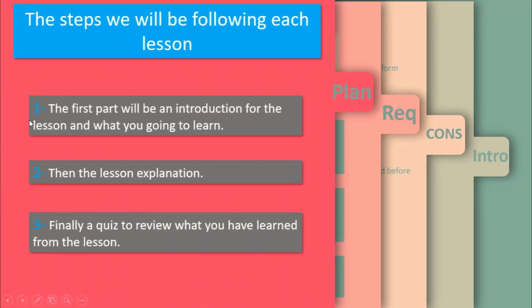So the plan or the steps that we will be following in each lesson. The first part in the lesson will be an introduction for the lesson and what you're going to learn from this lesson. Then the lesson explanation, and finally a quiz to review what you have learned from this lesson.